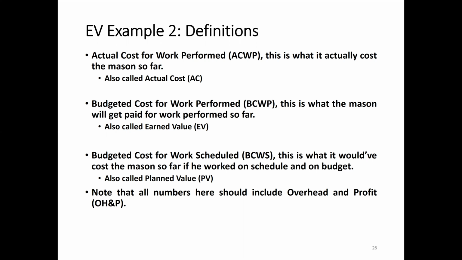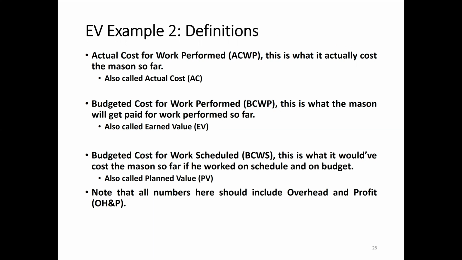Budgeted cost of work performed is EV. This is what the mason will get paid for work performed so far. So how much percentage of work is complete? We can get payment according to that. This value we call the earned value, EV.